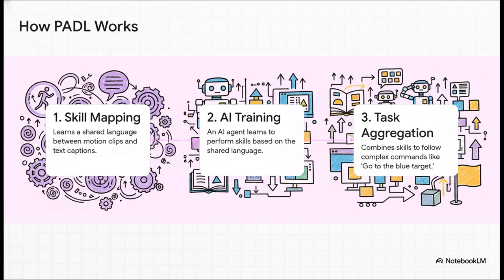Then comes policy training, where the AI agent learns to actually do those skills when it hears the word. And finally, the coolest part, multitask aggregation, where it starts to string those skills together to follow complex commands, like go to the blue target. It's learning to have a real conversation, but with motion.